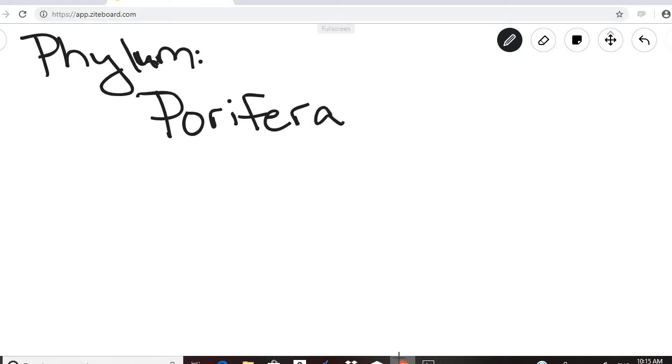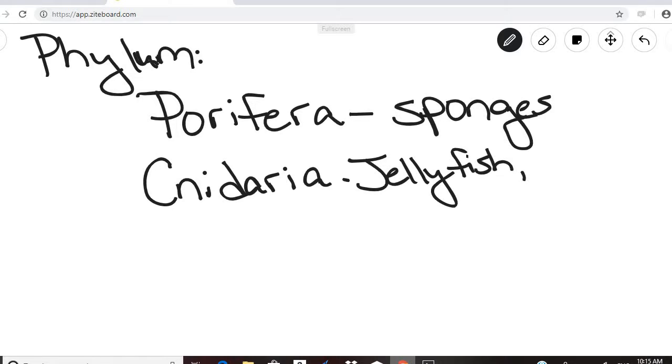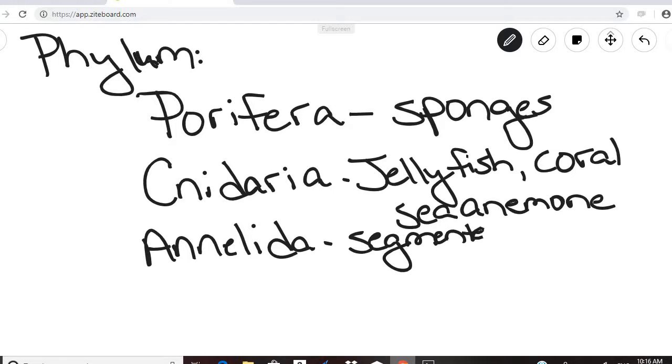Okay, so in this module, we are going to cover 6 phyla. And those phyla are Porifera, and for this one, we will be looking at sponges. Then we will do phylum Cnidaria, and phylum Cnidaria includes things like jellyfish, coral, sea anemones. Phylum Annelida. These are segmented worms. So you've already dissected the earthworm. Earthworm is a member of phylum Annelida.